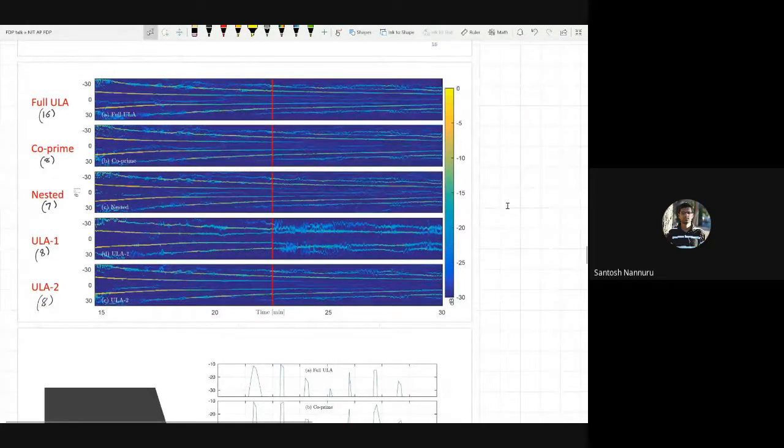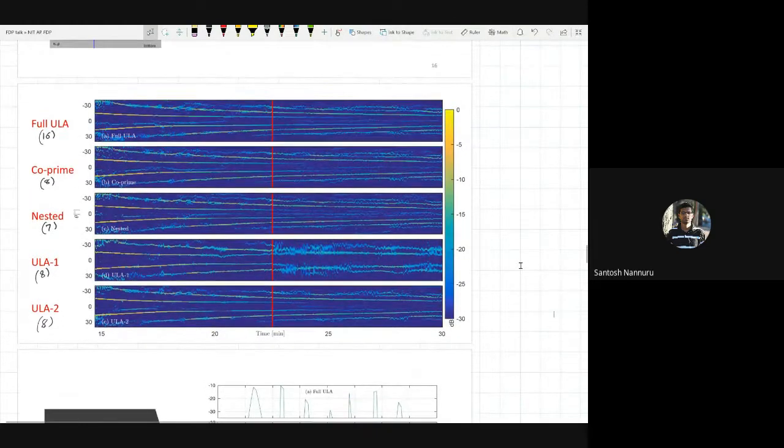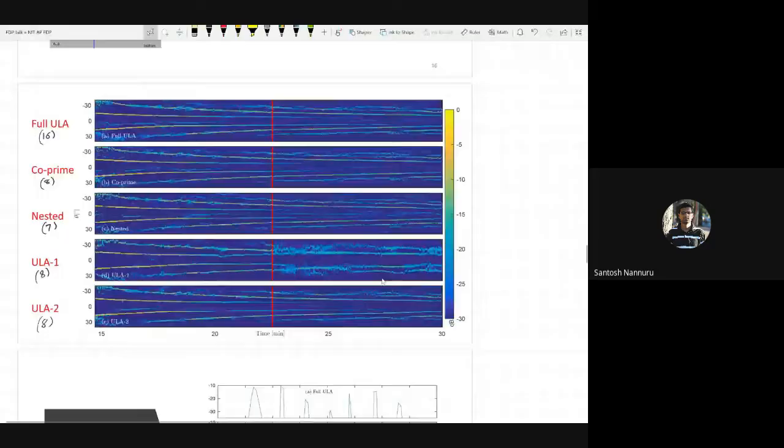Okay. So is this figure clear? So let us look at this red vertical line.